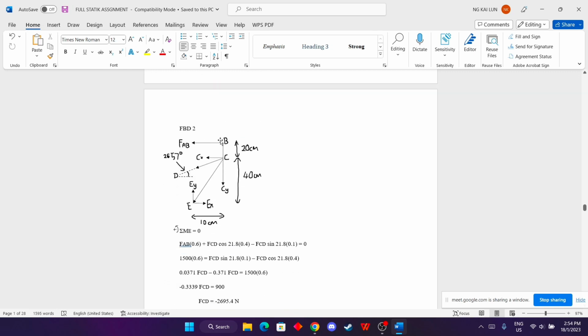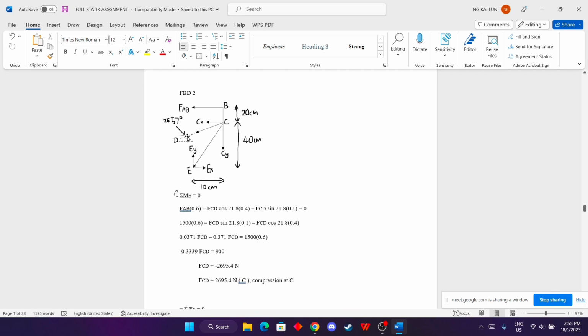For the second FBD, we take the second part of it. Since we already have FAB, we can find FDC, the force here. I also have E. We take the moment at E, so we can eliminate EY and EX. And all I have to do is FAB times 0.6, which is the length here. So 60 centimeter equals 0.6 meter.